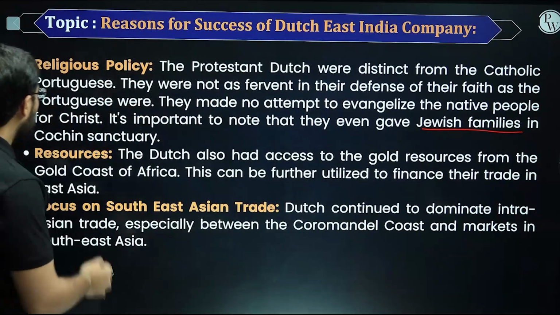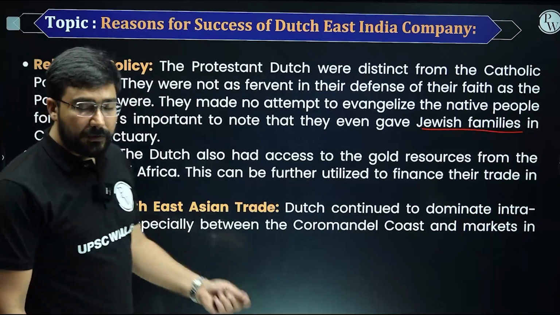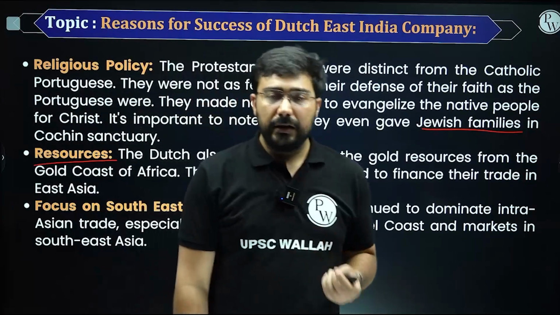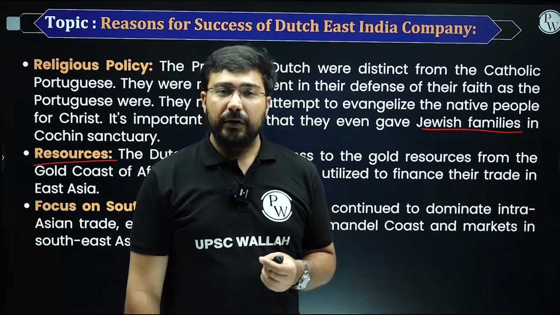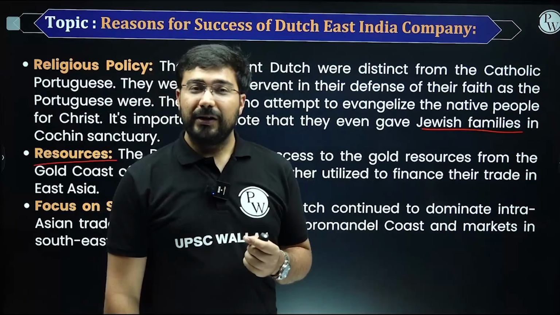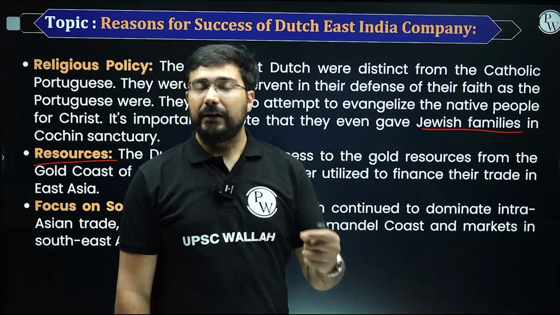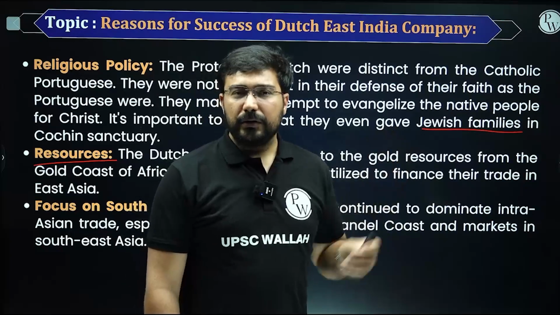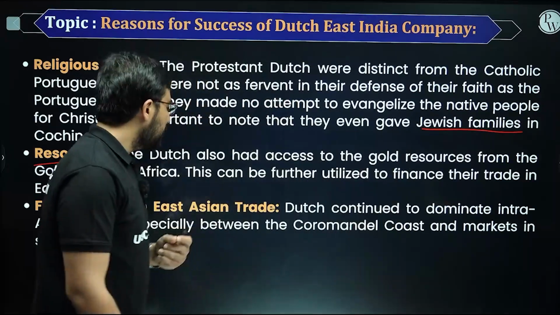That shows they also were having resources in other parts of the world which could be utilized for funding their trade. Like from the region of Africa, they got gold, and gold could be utilized to purchase spices, to purchase other commodities in India, and then they can take it to the rest of the part of the world where they could gain a healthy profit.